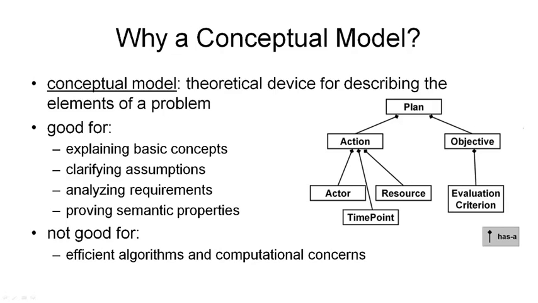We can also use it to analyze requirements, so we can look at the representations we need to develop to represent the objects that we are manipulating during problem solving. Also, we can prove semantic properties with a theoretical device like this. The most important properties for algorithms we are interested in are soundness and completeness, and they require a semantic foundation which is given by a conceptual model. What a conceptual model isn't good for is developing efficient algorithms and other computational concerns. So we cannot immediately derive planners from the conceptual model.